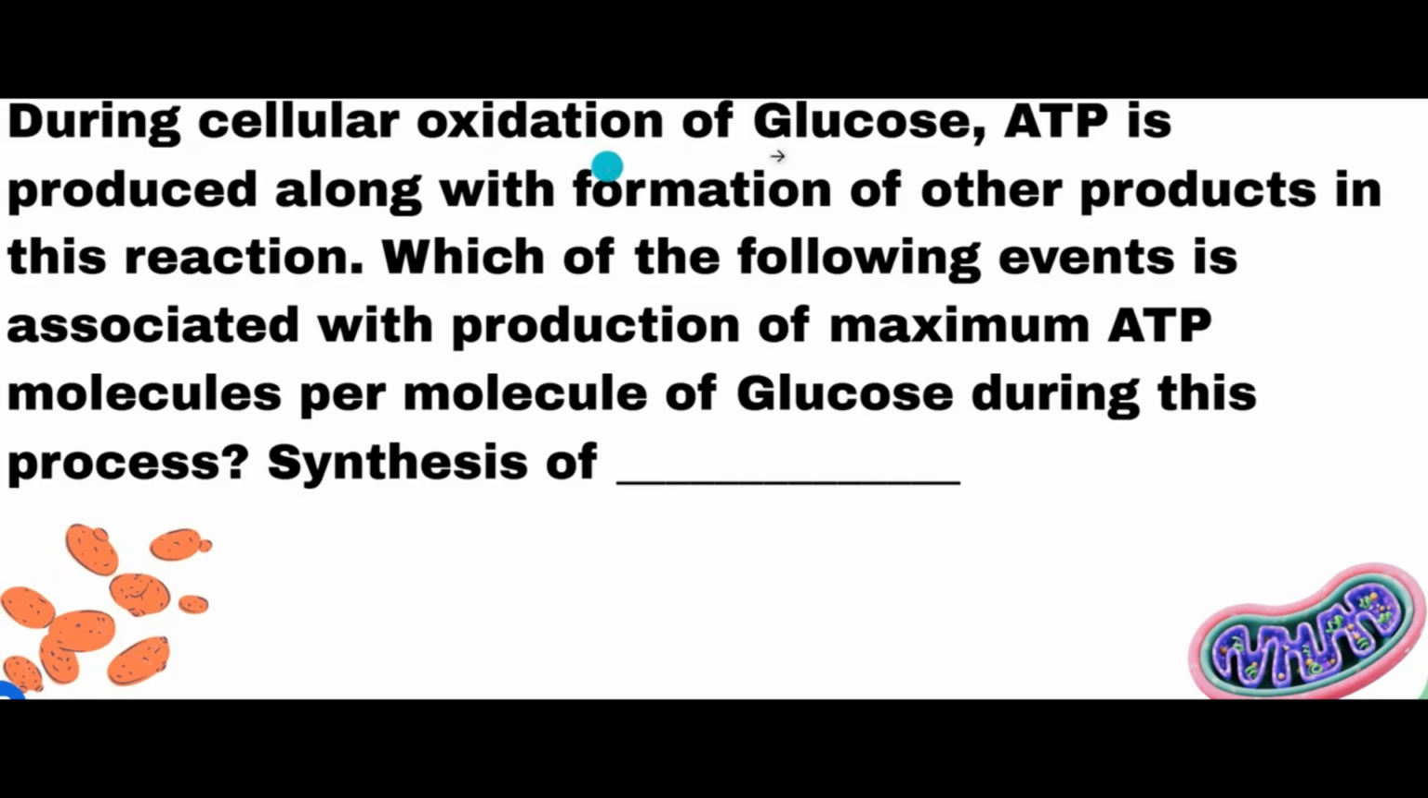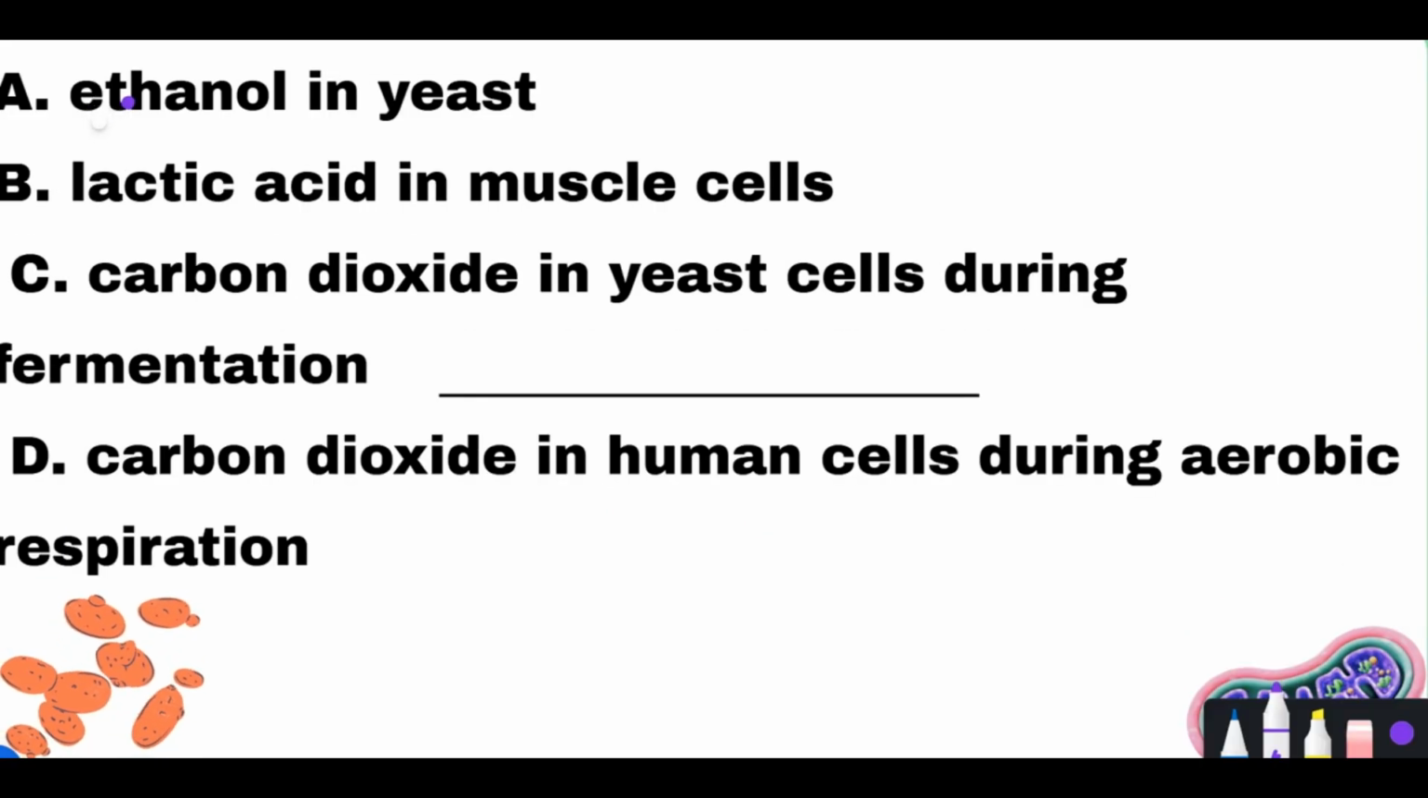During cellular oxidation of glucose, ATP is produced along with the formation of other products in this reaction. Which of the following events is associated with production of maximum ATP molecules per molecule of glucose during this process? Synthesis of what? So these are the options.